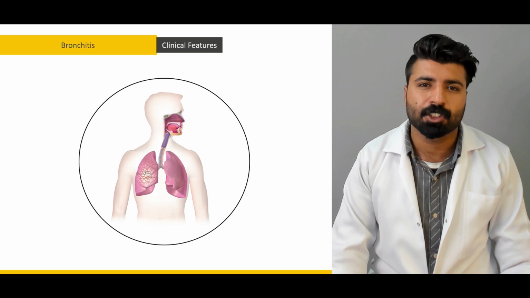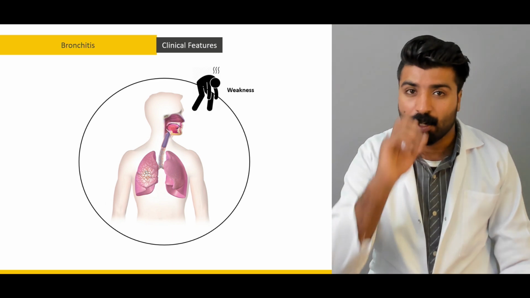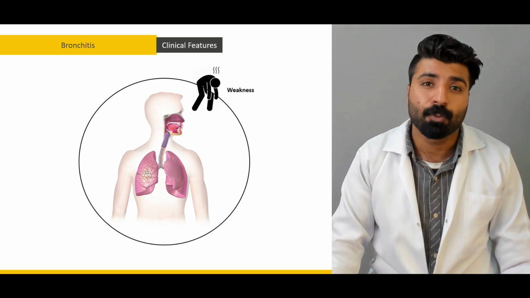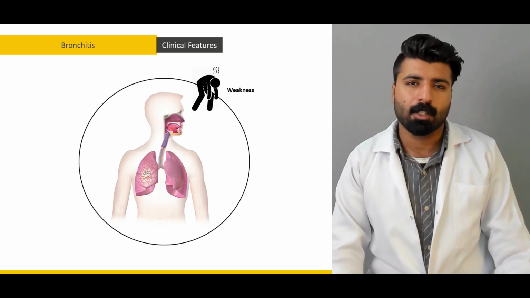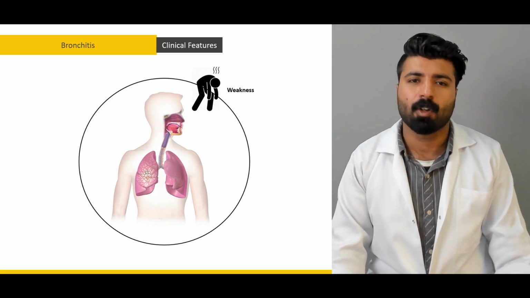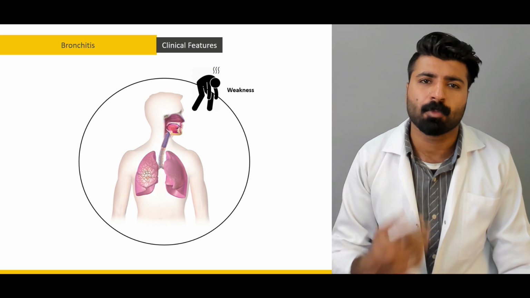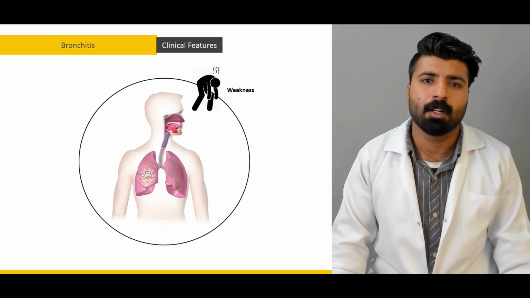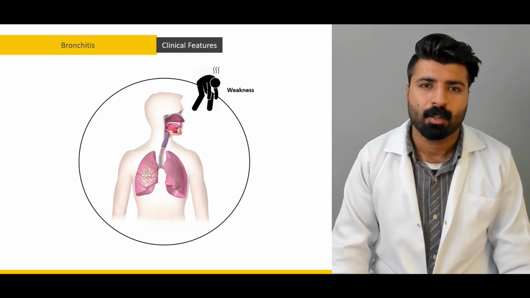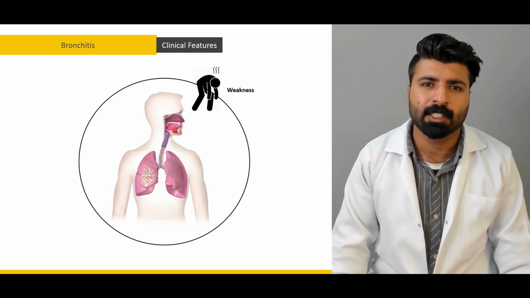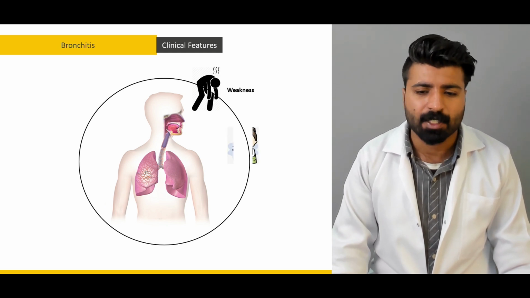What are the clinical features of bronchitis? First of all, the patient will complain of weakness. Why does the patient complain of weakness? Because he's not getting enough oxygen. That whole area is under the attack of an infection. He's not getting enough oxygen, he feels lethargic. He comes to you with weakness.